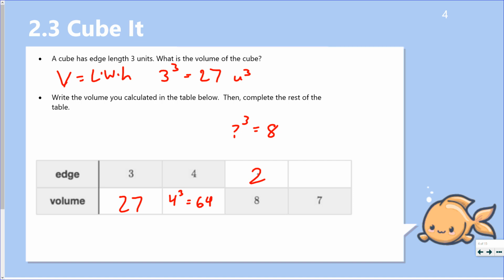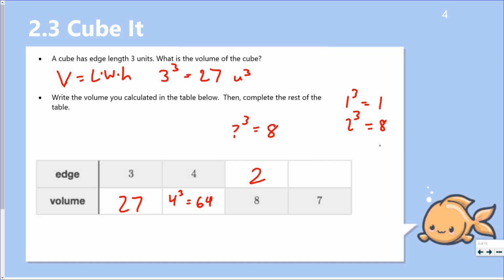What about 7? Oh. It's got to be less than 2. But let's see. We know that 1 to the third is 1. 2 to the third is 8. So this will have to be somewhere in between 1 and 2. Maybe, I don't know, a little bit closer to 8. 1.8, 1.9. But it's a decimal.